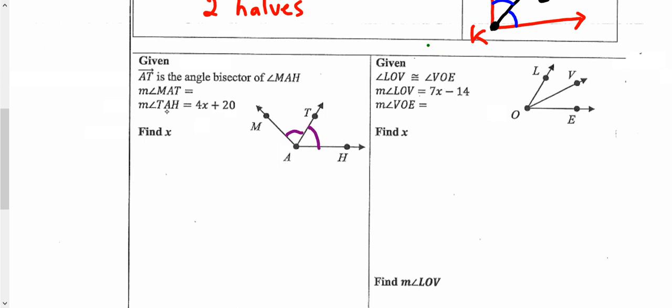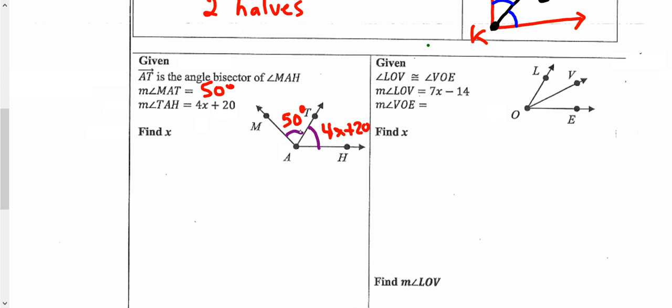So it says, first of all, that TAH, that's this one down here, is 4x plus 20. Now, both of these angles look to be acute. The whole thing looks to be obtuse. Let's go ahead and make MAT equal to, let's say, 50 degrees. Okay, so we'll put that right there. Okay, so now it says find x.